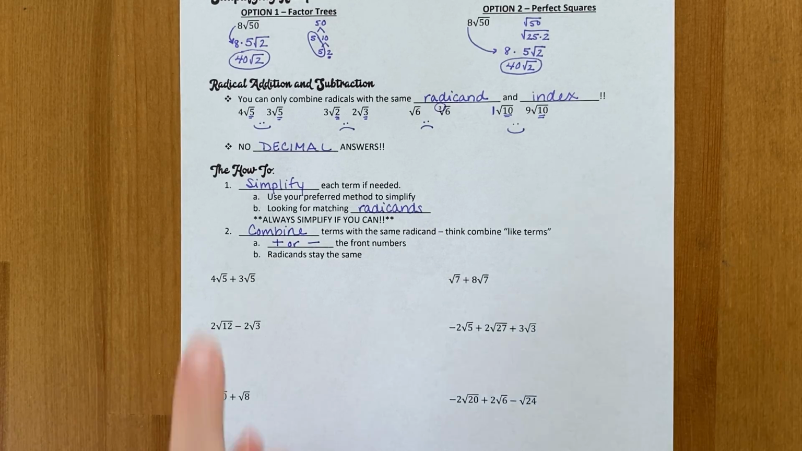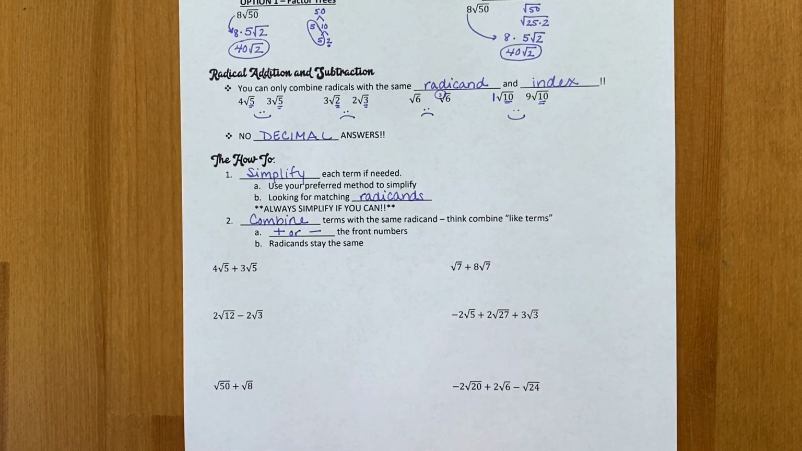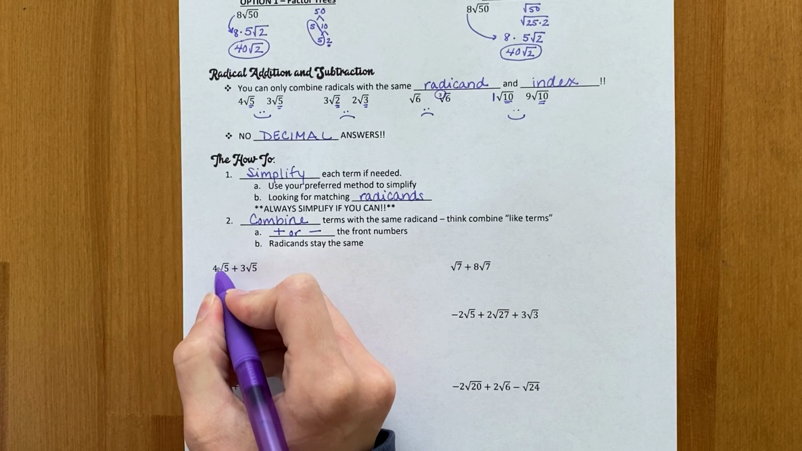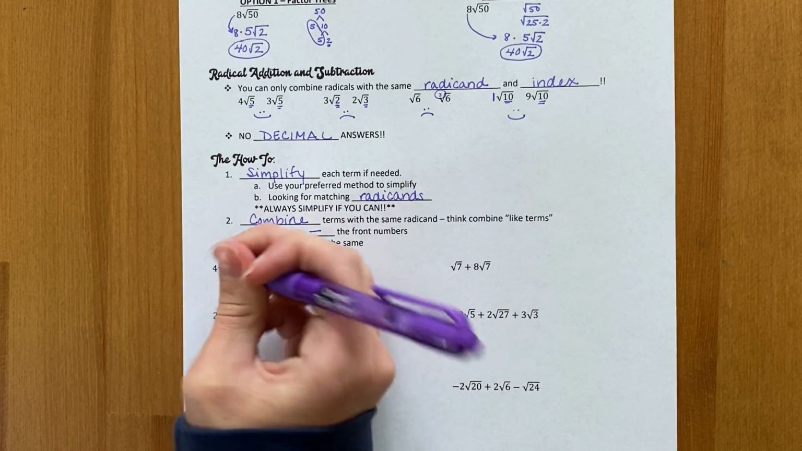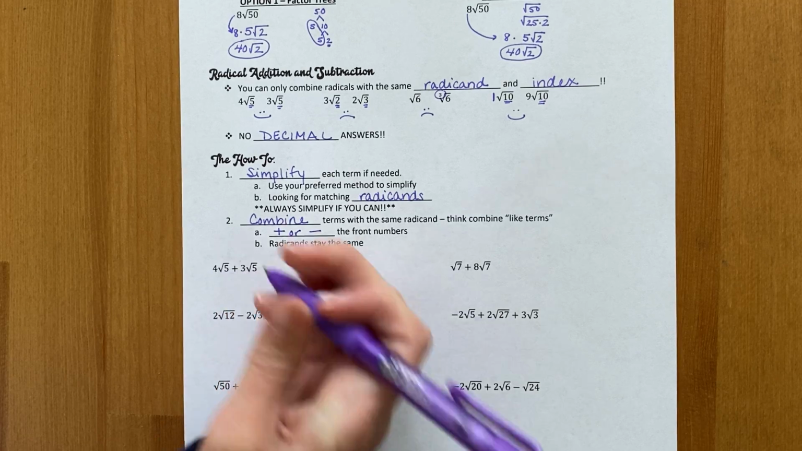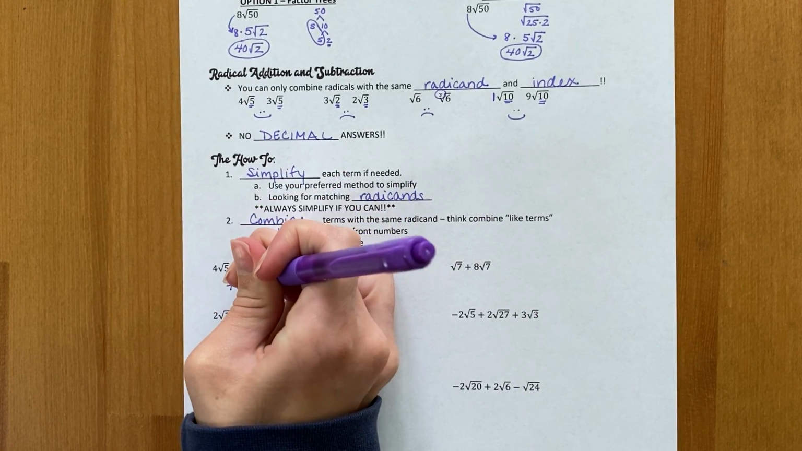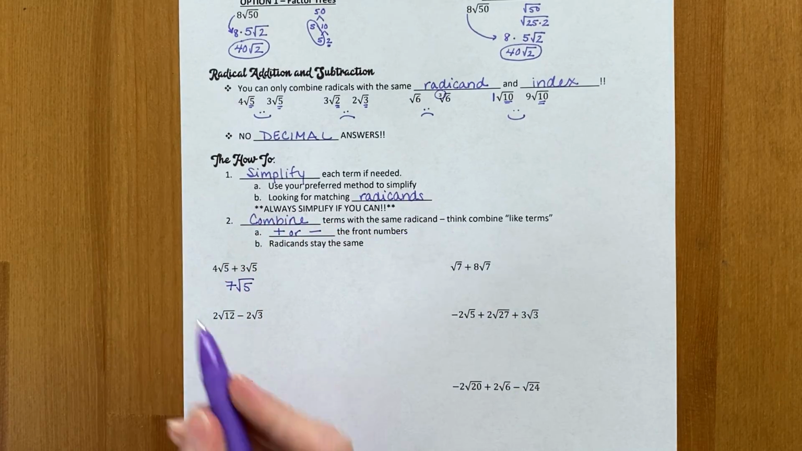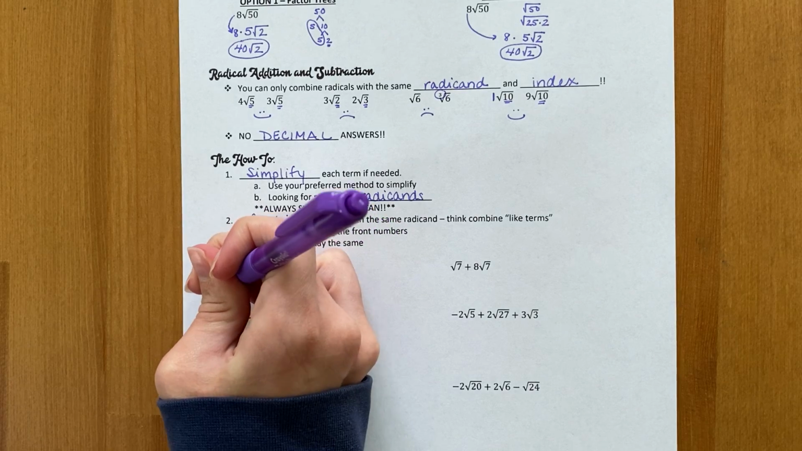So going back to that 4 square roots of 5 and 3 square roots of 5 for our first example, on this one I don't need to do the simplification step. I already have a couple of matches here. We have square root 5, square root 5. So my only job is to add these front numbers. So if I look at 4 plus 3, that's going to be a 7, and the square root of 5 stays the same. It's almost like saying 4x plus 3x makes 7x. So you can kind of think of it like that.